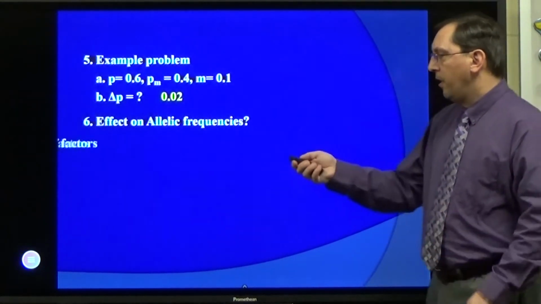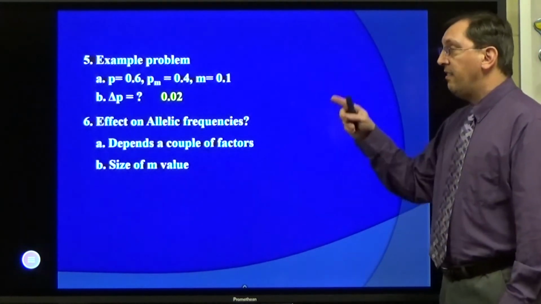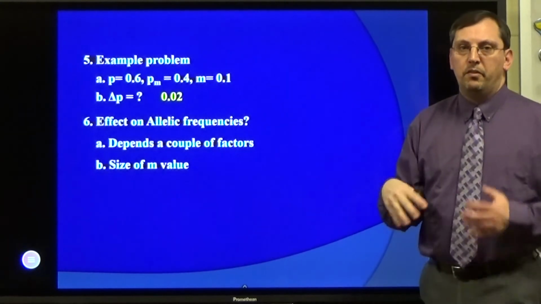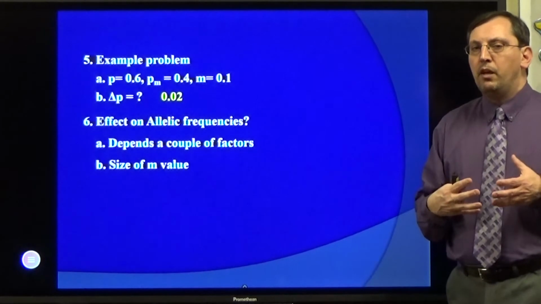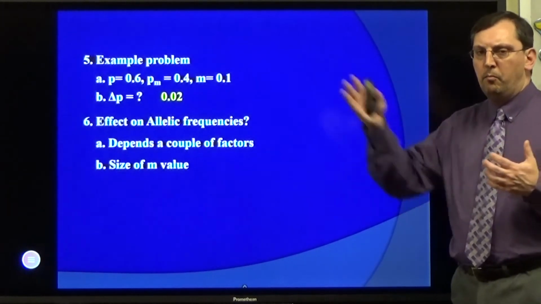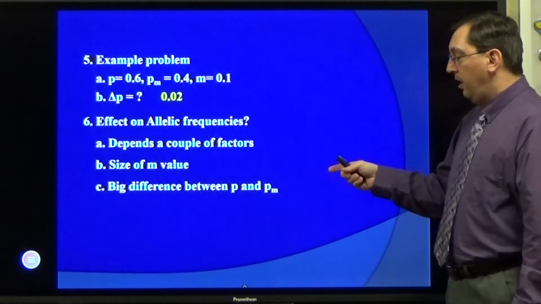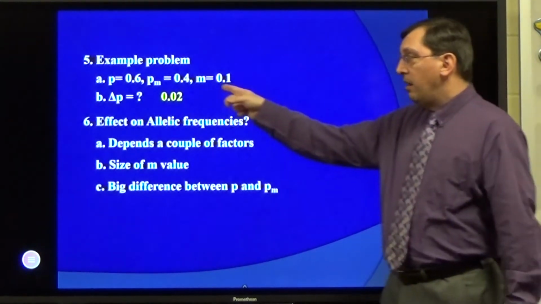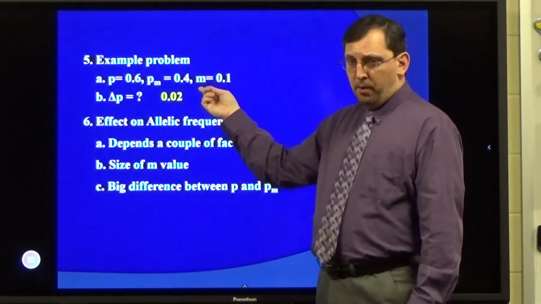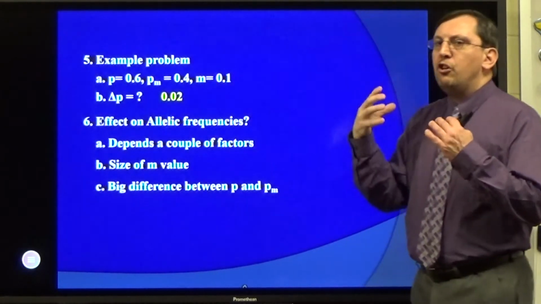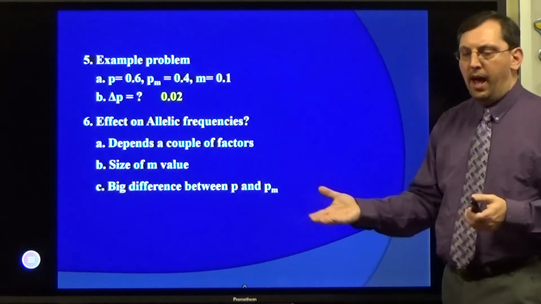So the effect on allelic frequencies depends on a couple of factors. One, the size of that M value. If I have a much larger M value, that means the coefficient of migration has a bigger impact. That's going to make a huge difference in how I'm changing this, because multiplying times that number is going to make a difference. Two, the difference between these two values. Let's say this was only 0.2 in the population, but the migrant population is 0.9. All of a sudden that's a huge difference. It's a massive number, and if the coefficient's high, you're going to have a big impact.